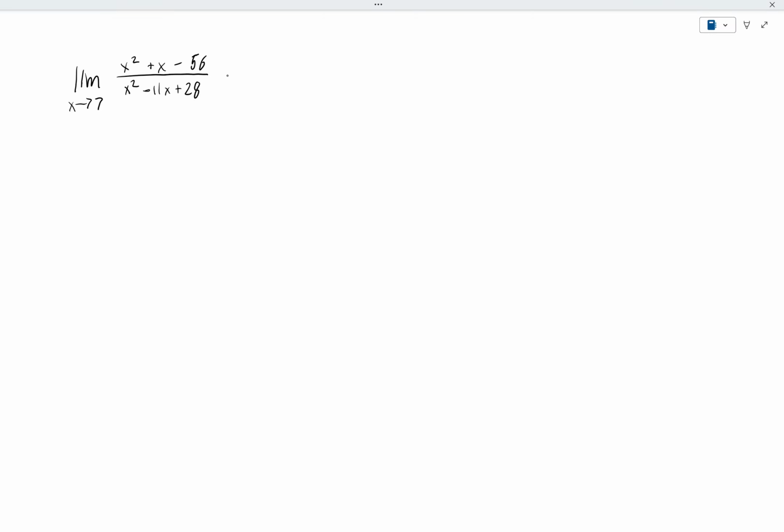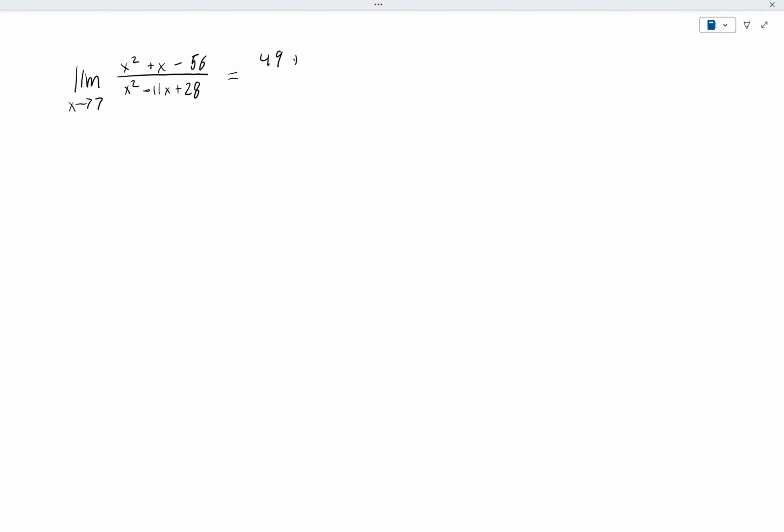Usually whenever you're solving a limit, the first step that you take is to just plug in the limit value. So I'm going to plug in not the limit value, but the value that x is approaching. So usually you just plug that in for x. So I'm going to plug in 7 for every x.